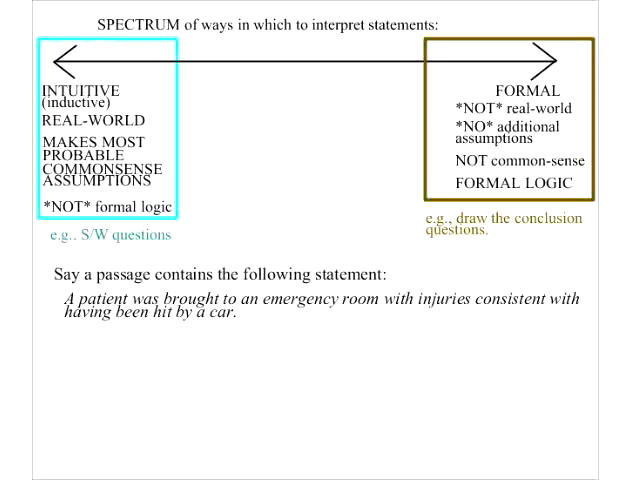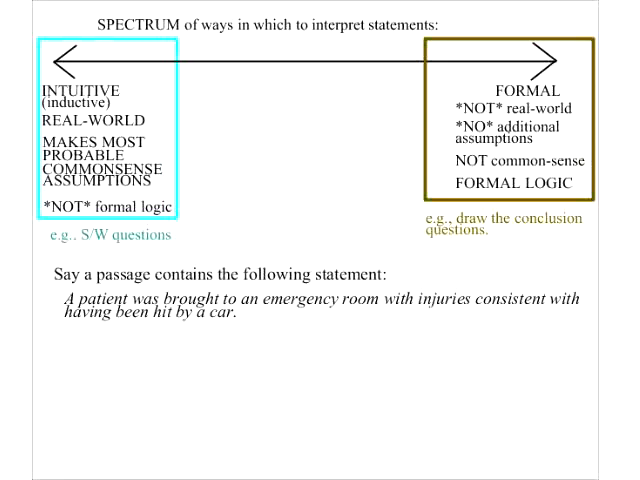Okay, there's a statement. Let's say there's a statement in the passage. If you are reading this passage as part of a strengthen weaken question, then how should you interpret this statement? What is the most probable interpretation of this? If you see this in a passage, text box, please. What does this most probably mean? It most probably means was hit by a car.